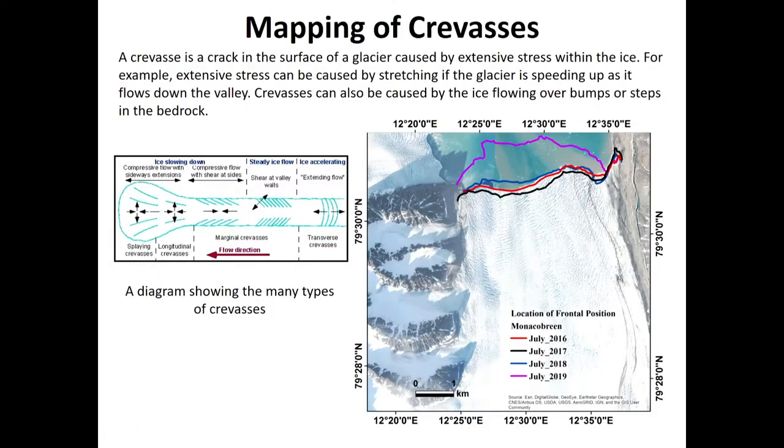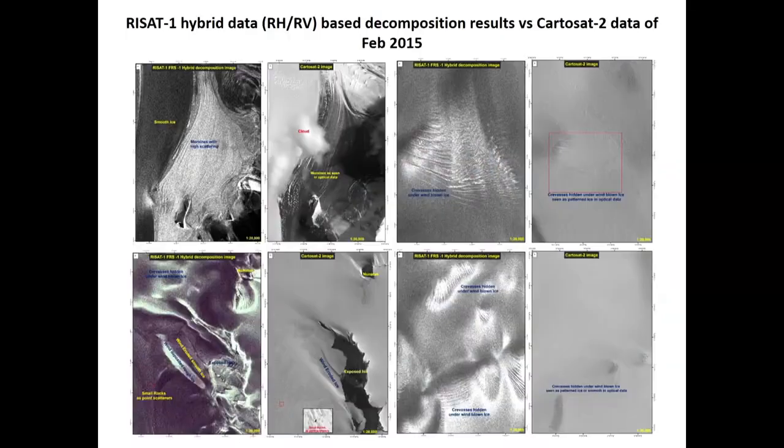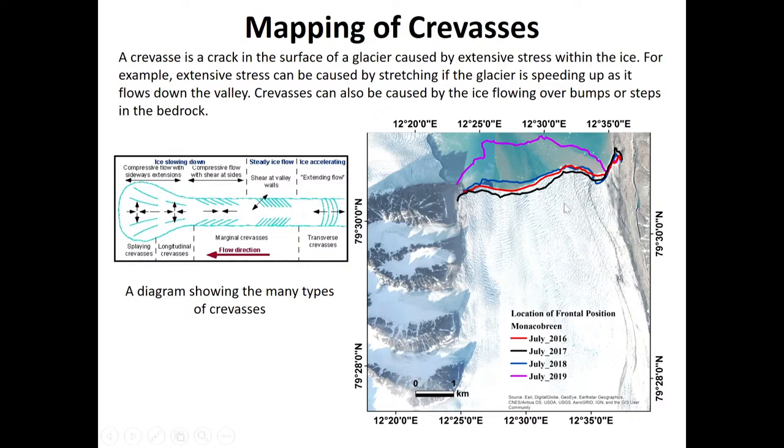You can even map the crevasses. You know that crevasses are cracks in the surface of the glacier, caused by extensive stresses within the ice. These stresses may be generated at different locations because of different processes. You can map the crevasses in satellite images and analyze them. This is optical remote sensing data, the Sentinel-2 data of the frontal position of the Monacobreen Glacier. You can see these are the crevasses.